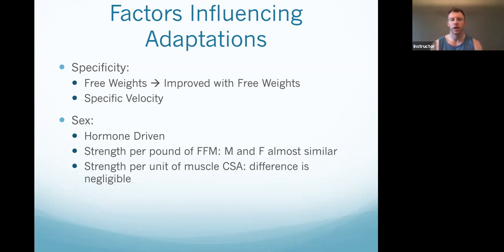Sex is hormone driven. The strength per pound of fat-free mass, depending on your sex, males and females are almost similar in that strength per pound. Now, again, guys tend to weigh more than females. And then strength per unit of muscle, the difference is actually very small, right? So to think that females can't gain muscle is false. You can get very strong as a female or as a male. Just know that per pound is where that ratio is going to come in. But again, hormone driven, guys do tend to have more testosterone, human growth hormone, things like that. But females still have it and they still produce it, and they will produce it with strength training. So they will have that aspect to it.